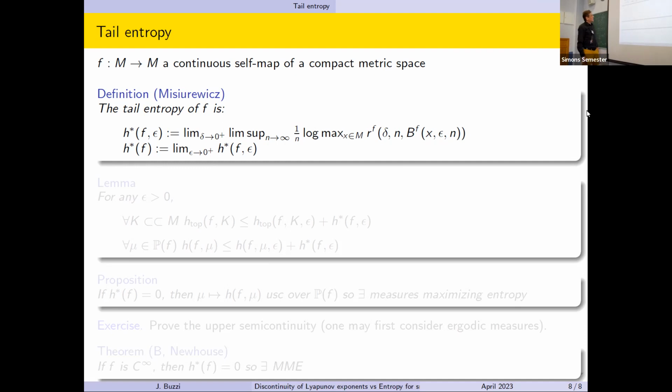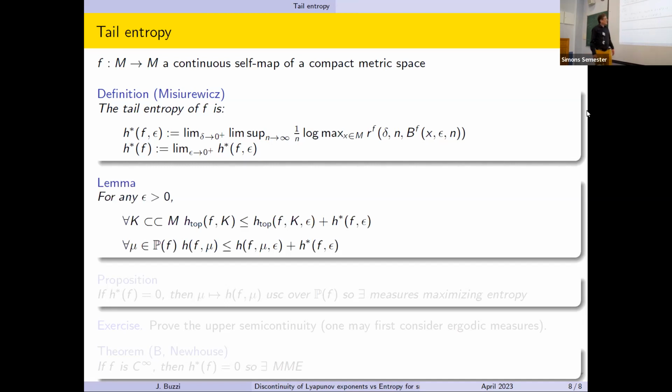What is the tail entropy? As a matter of formula, here I give you the formulas. Essentially, what do you do to compute this quantity? You look at an arbitrary epsilon n ball, and you ask yourself, let's take delta to be much smaller than epsilon. How many delta n balls do I need to cover an arbitrary epsilon n ball? Then you are interested in the exponential growth rate, as usual. And finally, the tail entropy is the limit when the scale epsilon goes to zero.